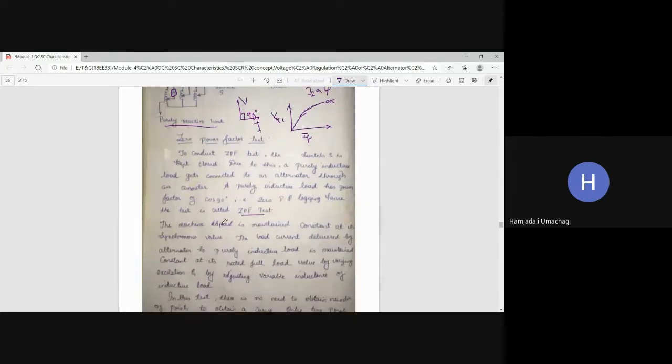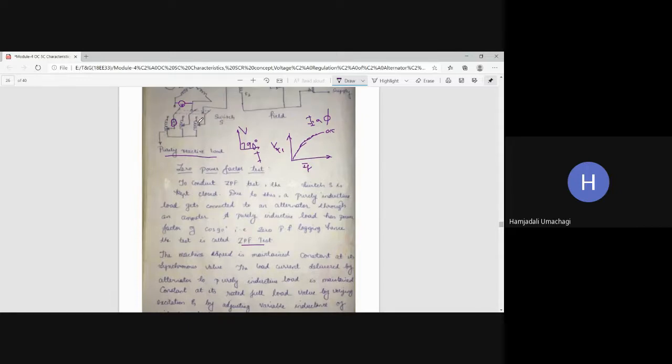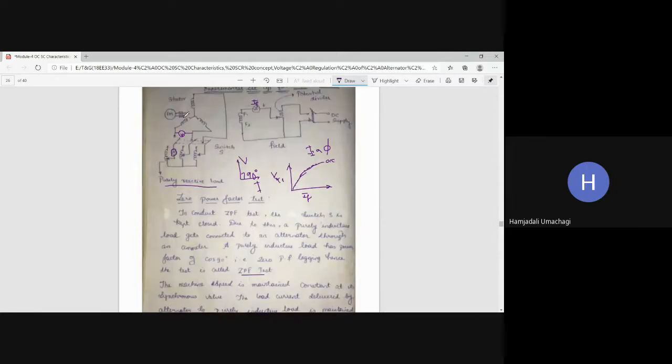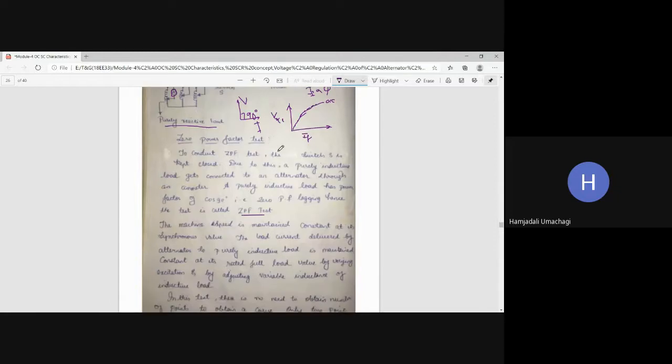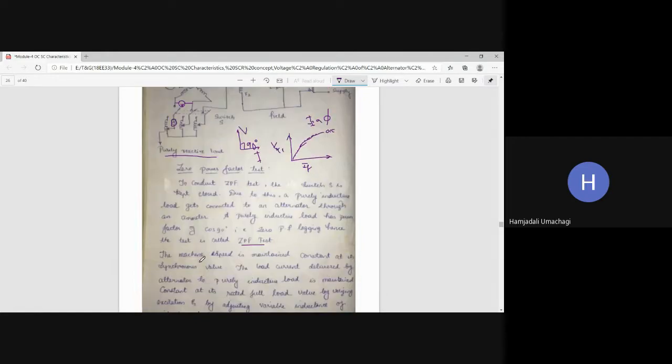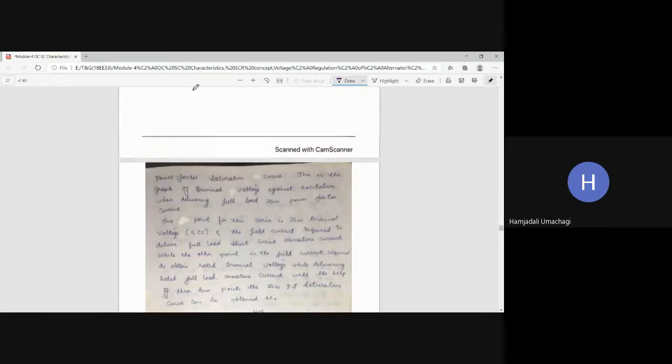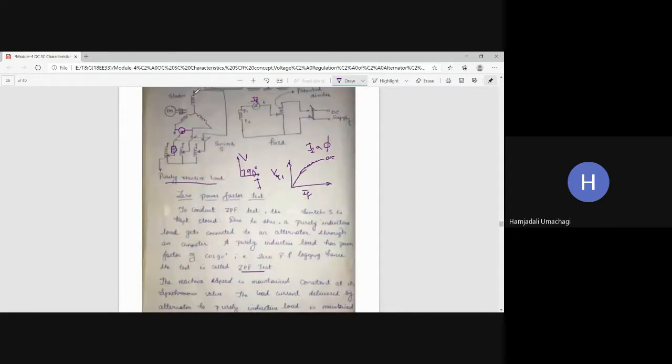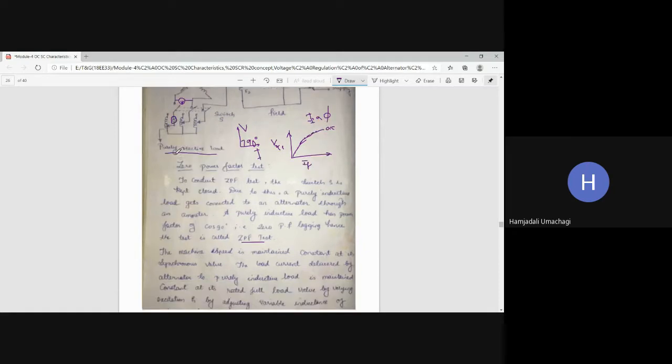Now the machine speed is maintained constant at its synchronous value. So here also, to conduct this ZPF test, you need to maintain the constant speed of the machine. The load current delivered by the alternator to the purely inductive load is maintained constant. So whatever load current you are maintaining to this purely inductive load, that load current should also be maintained constant. The speed of the alternator should be kept constant, and the load current to the alternator should also be maintained constant.